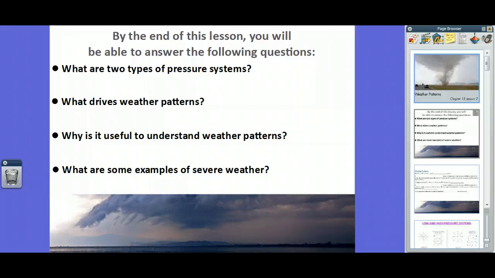Now, whenever we talked about weather, we talked about things that we use to measure weather, the atmospheric conditions, things like temperature, air pressure, humidity, wind direction, wind speed, things like that. But those represent larger trends that we see in terms of weather. Why does the weather change?